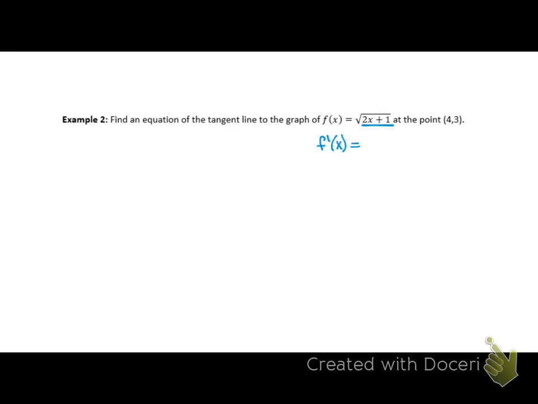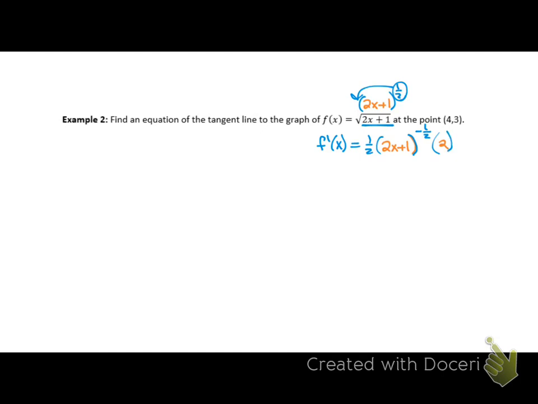Now remember, the way that I could rewrite this is (2x plus 1) to the 1/2. So when I take the derivative, I'm taking that 1/2, moving it to the front, we get 1/2. The inside stays the same, (2x plus 1) to the negative 1/2, times the derivative of the inside, which is 2.